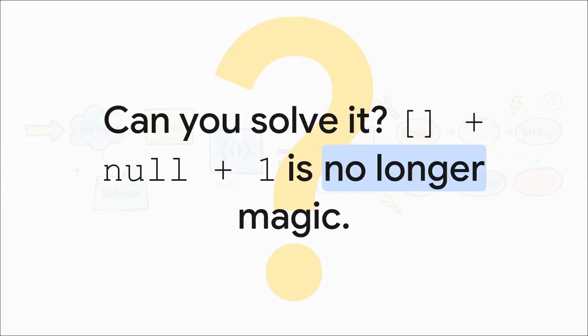So let's end with a little challenge. Based on the rules we just went over, what do you think this evaluates to? Think about that plus operator. What's the first thing it's going to do when it sees that empty array? And then what happens when you add that result to null and then add that result to the number 1? It's not magic anymore, it's just a system. So, can you solve it?